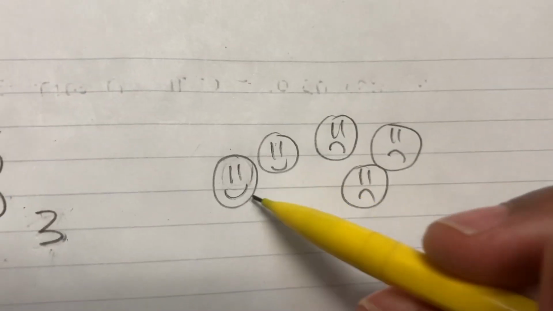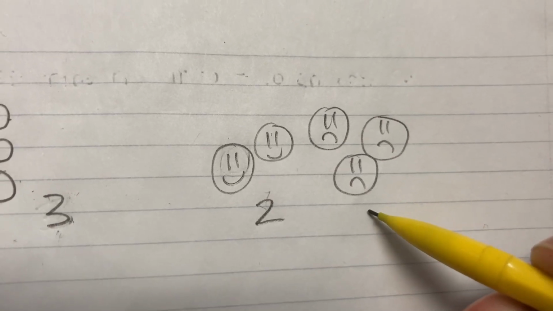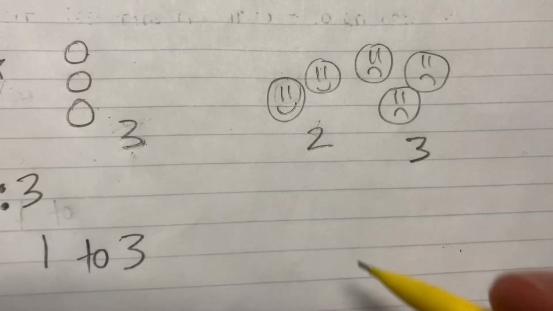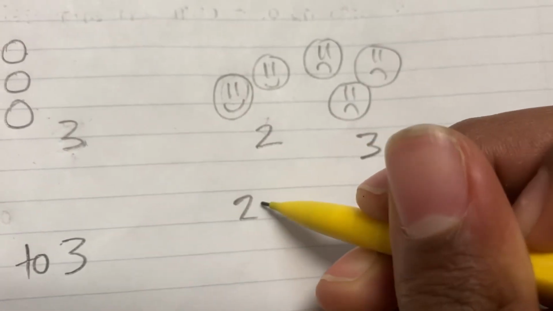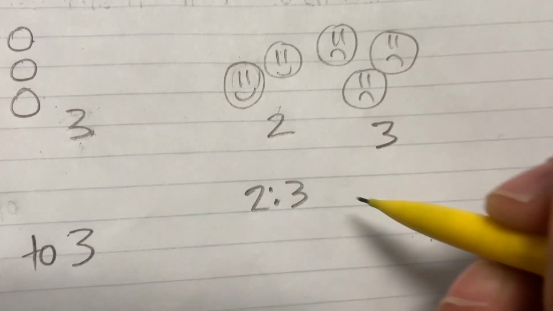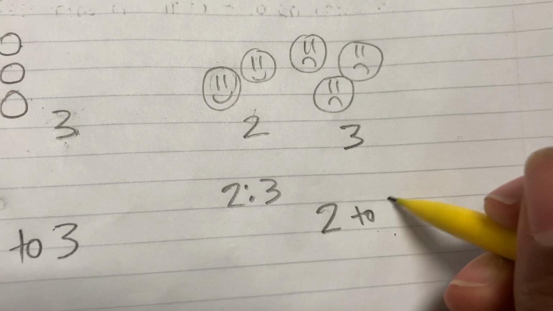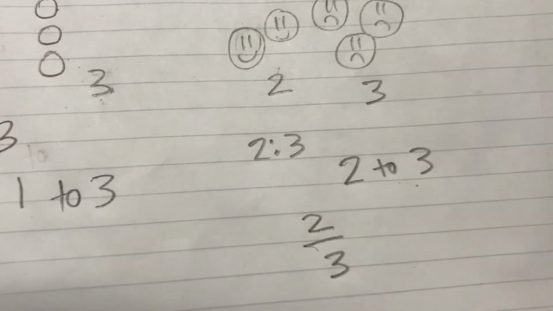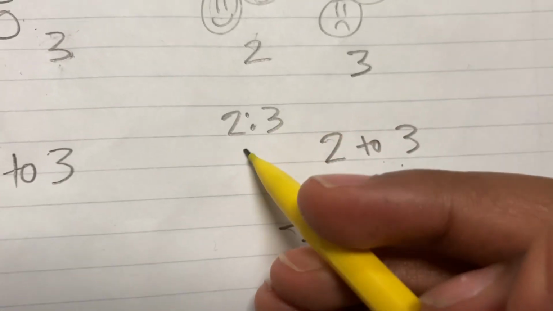Let's try this one here. Here you see 2 smiley faces and 3 sad faces. So we can use 2 and 3 here. Again, you could write the ratio 2 colon 3. You could use 2 to 3. Or you could do 2 over 3. 3 ways to write a ratio. This is the most popular one though.